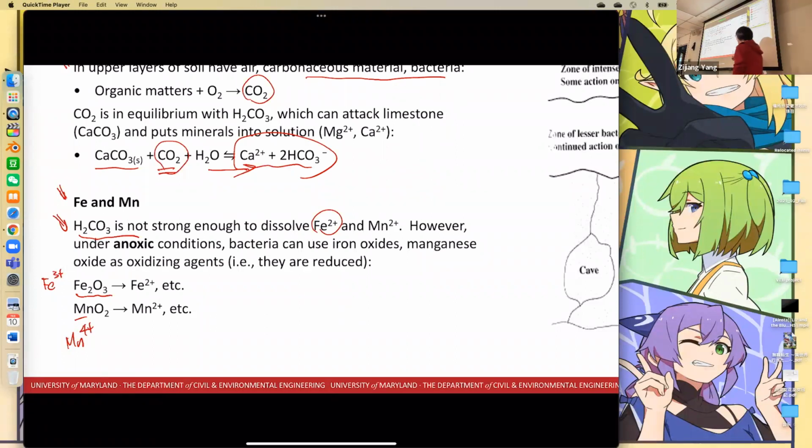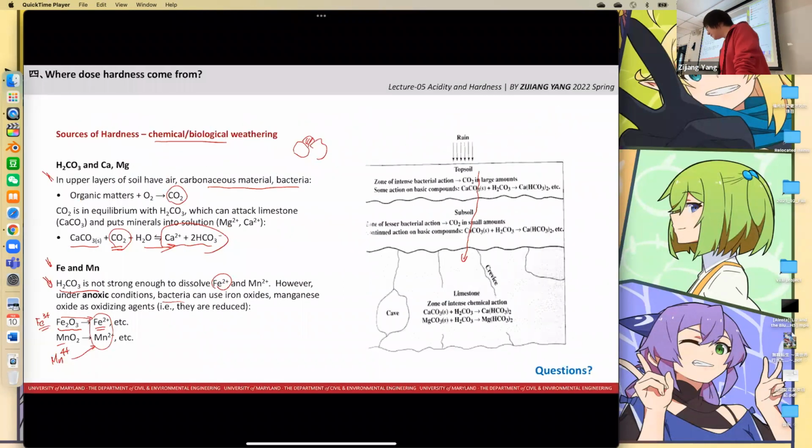Basically, the metals that have higher charges are easier to precipitate because they have strong attraction to the negatively charged ions. But when they have 2 charges, they are relatively more soluble. So in this case, some of the bacteria or microorganisms can convert the 3 plus to 2 plus, or they can reduce this 4 plus to 2 plus, which makes them a little bit more dissolvable, and they will be dissolved in the natural water and then go to the watershed. They may contribute some of the hardness of the natural water.